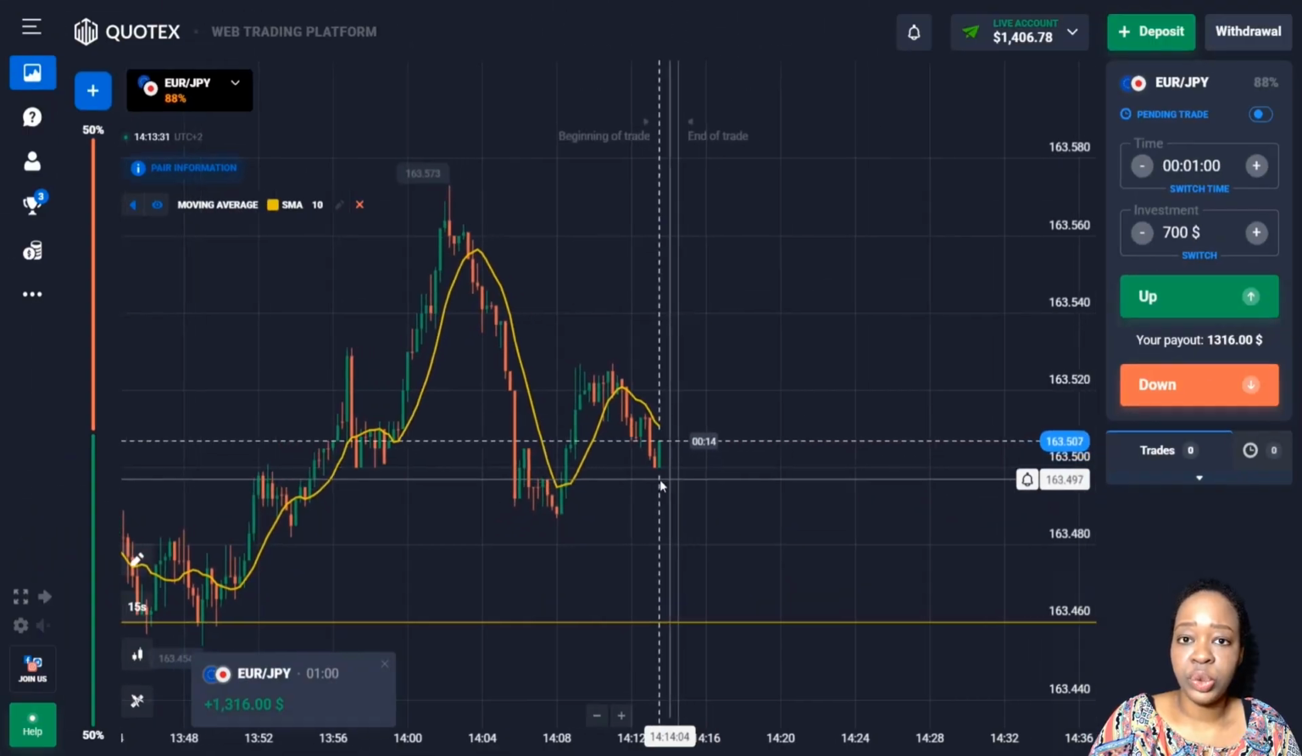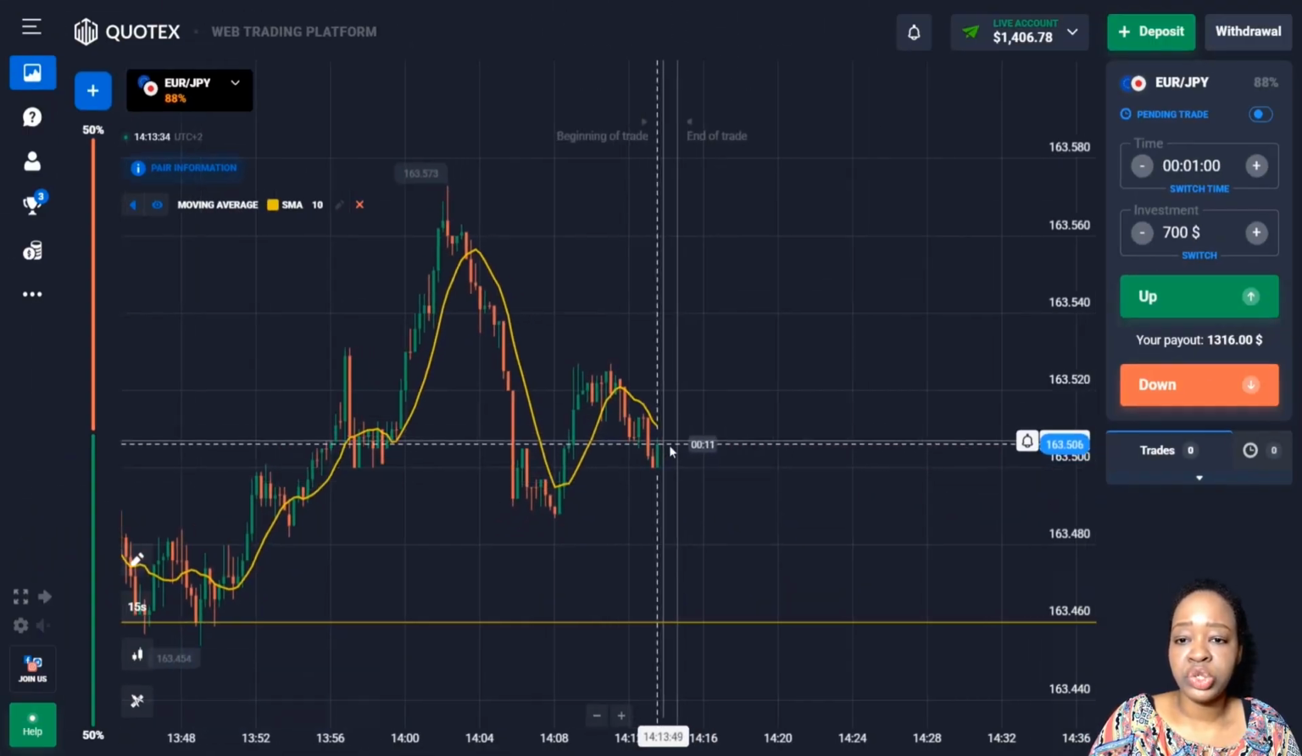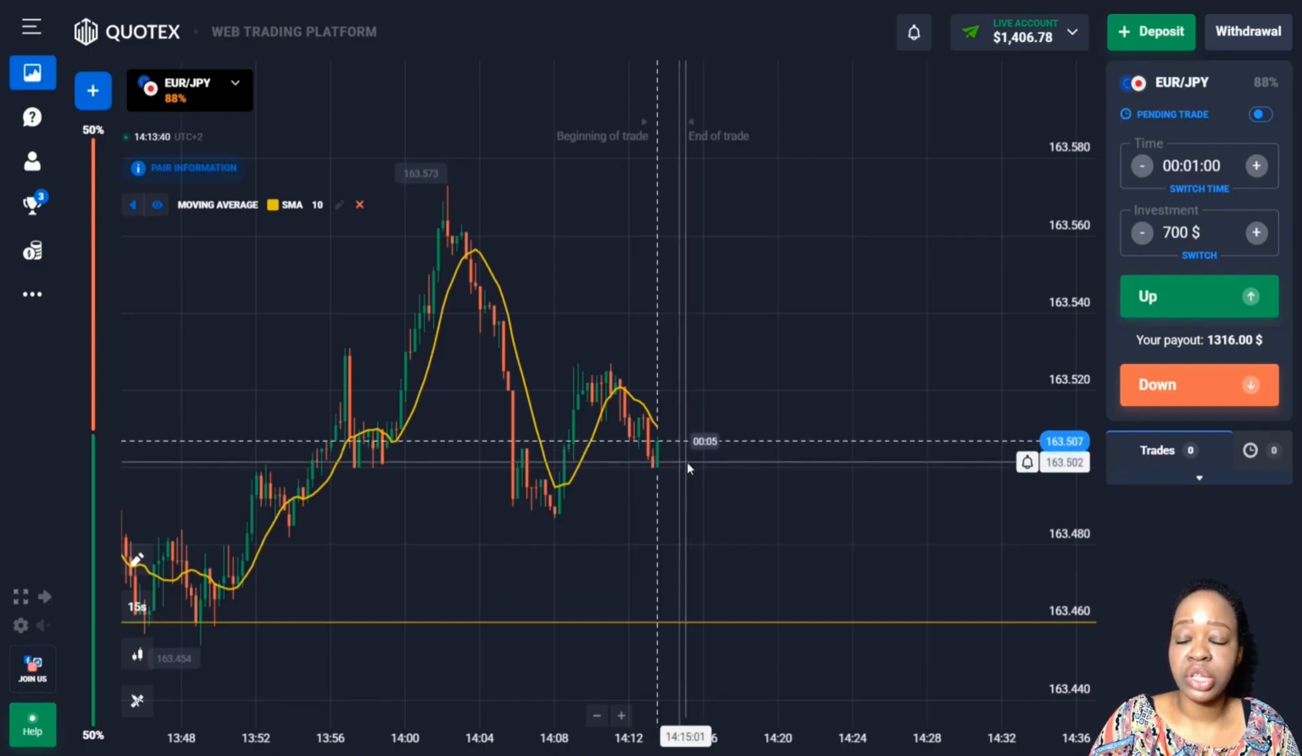So this is very good. You can see that the price really continues moving down, and I got a very good profit here. As you can see, I was able to prognose everything correctly thanks to the help of the indicator. Let me continue.